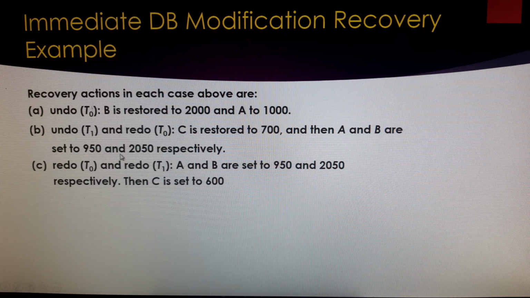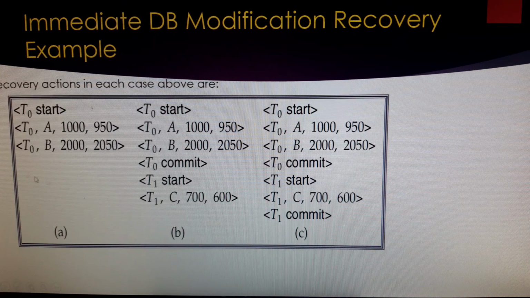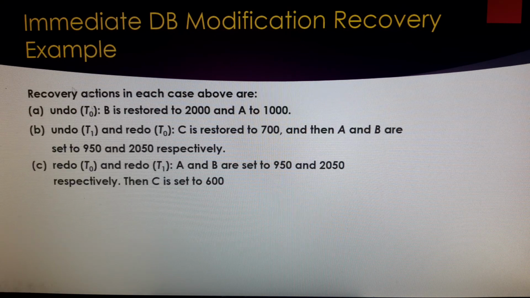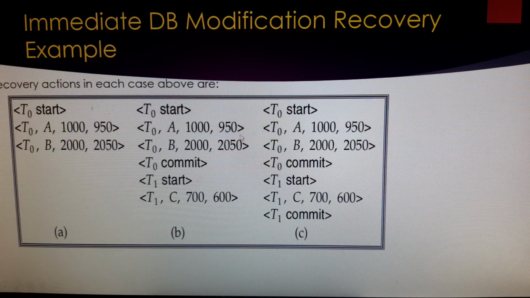So here in this case, what do we have to do first? The 1950, 2250, here there is no commit. Generally, no commit means what do we have to do? You have to undo. So you have to undo the T0 transaction. Undo means you have to restore with which value? The old value. For A, what is the initial value? The old value, that is 1000. So you have to update it with 1000.